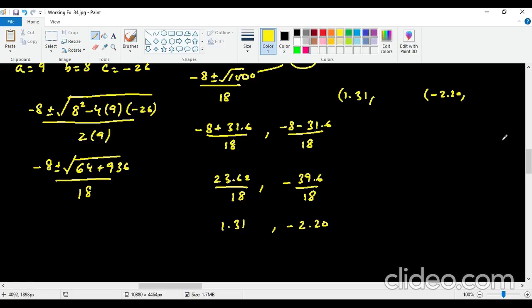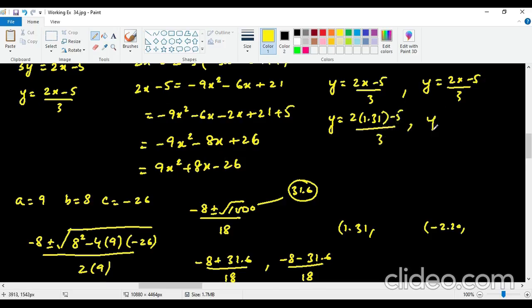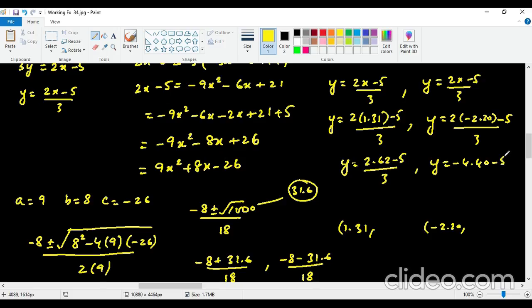Now we know very well that the value of y is 2x minus 5 over 3. So first we are going to use 2 times 1.31 minus 5 over 3. Second, y equals 2 times minus 2.20 minus 5 over 3. So y will be equal to 2.62 minus 5 over 3. Second is going to be minus 4.40 minus 5 over 3.